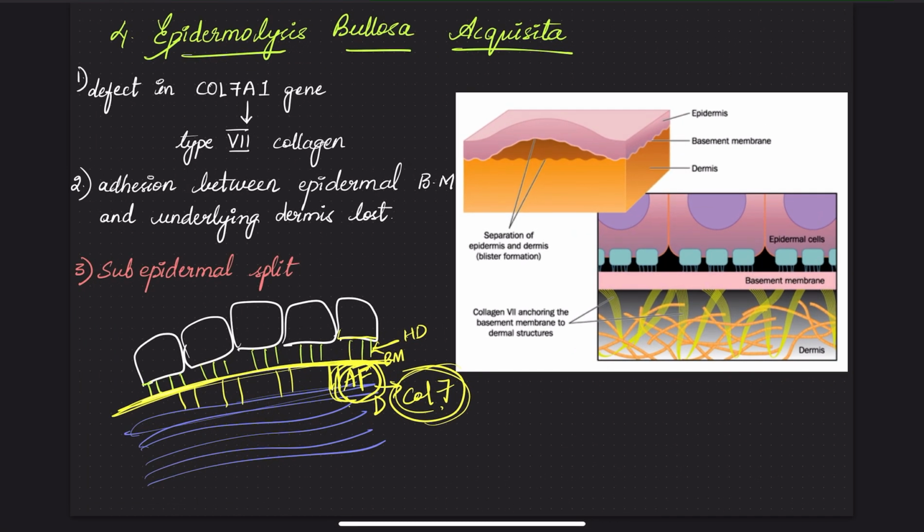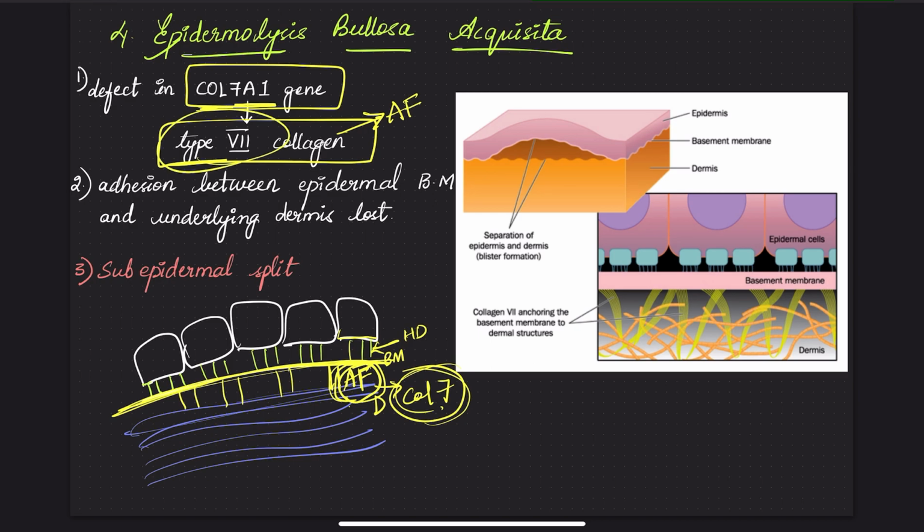So in epidermolysis bullosa, there is a defect in the COL7A1 gene, which encodes type 7 collagen. Type 7 collagen is needed for anchoring fibrils. Hence, when there is a defect in type 7 collagen, the anchoring fibril is defective. So the adhesion between the epidermal basement membrane and the underlying dermis is lost. So there is a subepidermal split here.